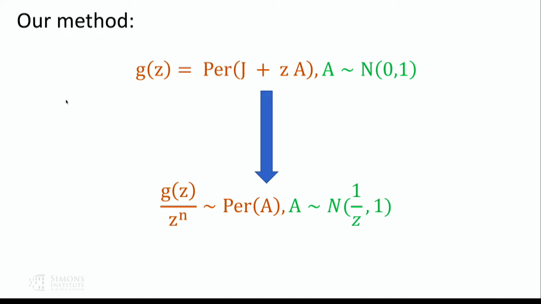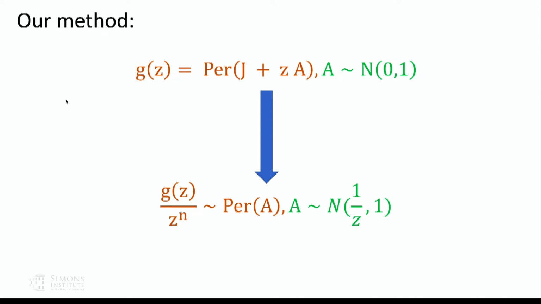If you sample A to be an n times n Gaussian matrix with mean 0 and variance 1, and if I divide this polynomial by z to the n, then I will get the permanent of a matrix such that it's as if I've sampled it from a Gaussian distribution with mean 1 over z and variance 1.